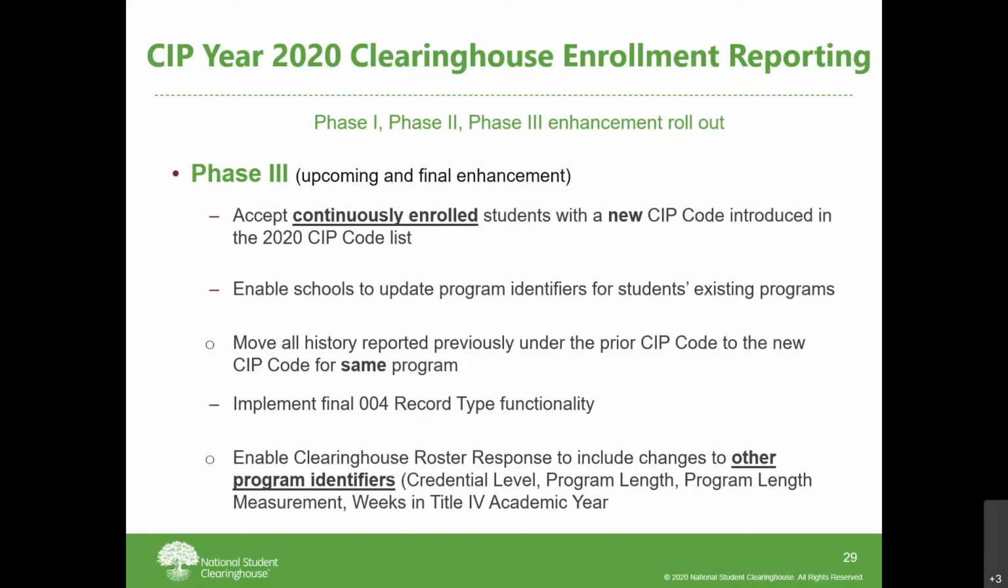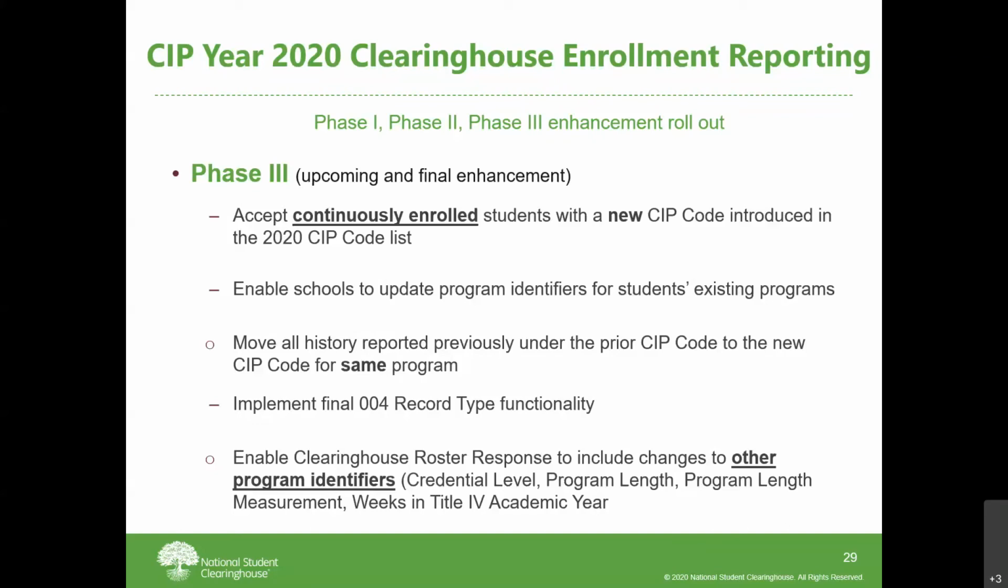So these are the sort of behind the scenes functionality pieces that we're putting in place to continue to take in your data or ingest your data properly and present you with the proper error resolution report to meet your compliance needs. So all of those things are being considered with the introduction of the phase 2 enhancements and the phase 3 enhancements for CIP year 2020. There will also be additional functionality for the 004 record type for phase 3.